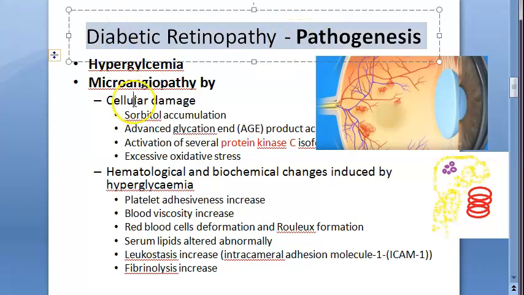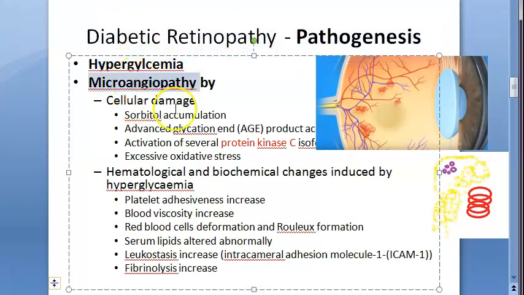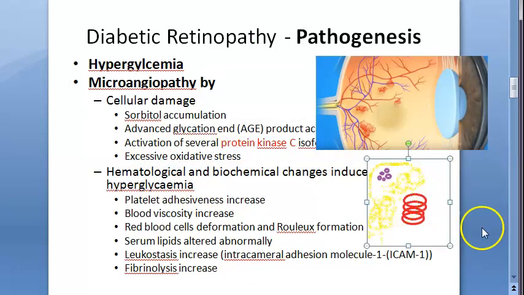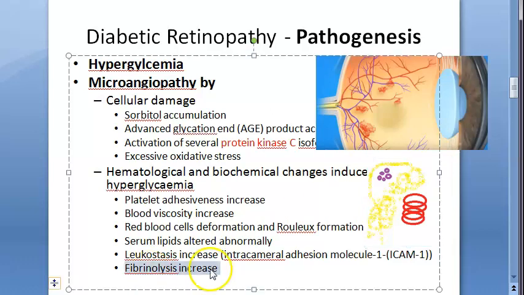The pathogenesis we saw, basically hyperglycemia leads to microangiopathy. That means this happens because of the cellular damage that happens because of sorbitol accumulation, glycosylation, protein kinase C isomers, oxidative stress, etc. Also the platelets stick to each other, platelet adhesion, rouleaux formation of the RBCs, dyslipidemia, then leukostasis, decreased fibrinolysis, and the viscosity of the blood increases, etc.